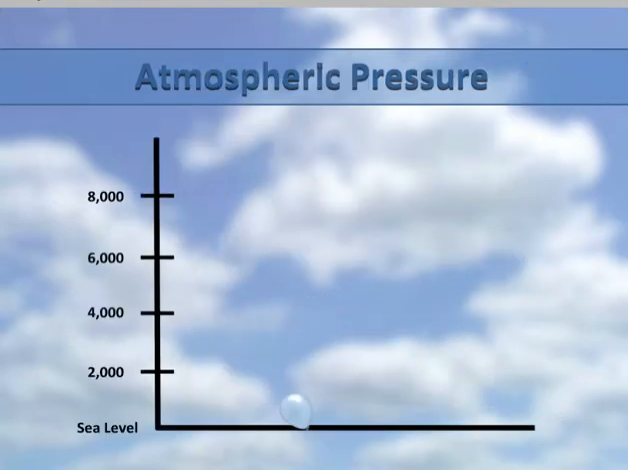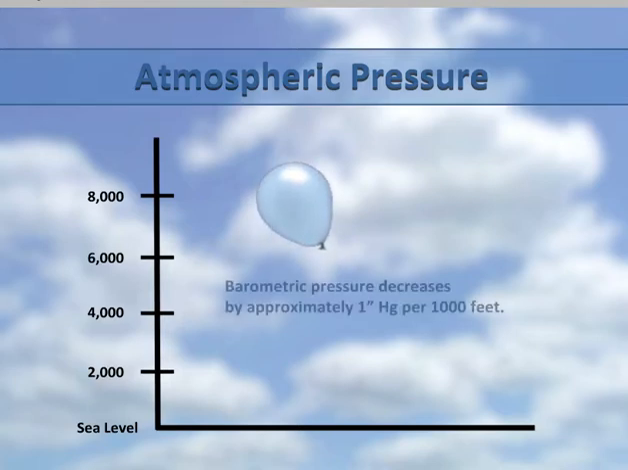If we blow up a balloon at sea level, then lift it into the atmosphere, the balloon will expand. This demonstrates a reduction in air pressure. Barometric pressure decreases by about 1 inch per 1,000 feet of altitude gained, and this is precisely why altimeters work. Pressure changes with altitude, and the instruments measure the change.